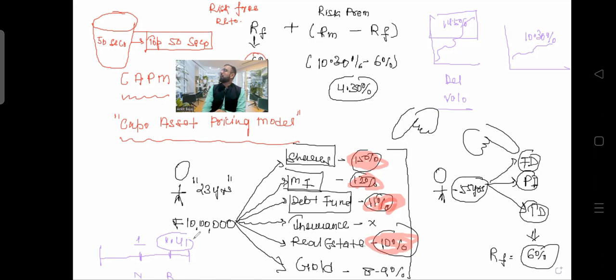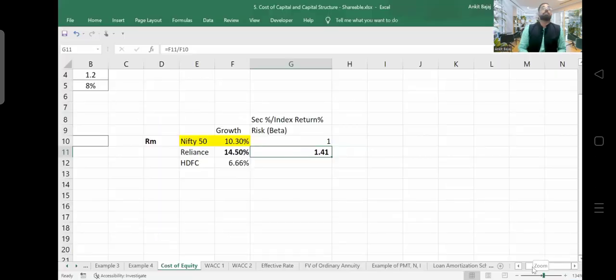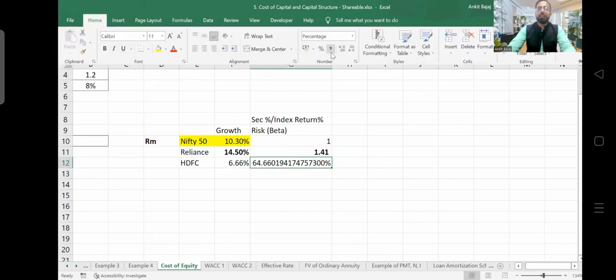Why is it riskier than index? Because the share price of Reliance is more volatile. Because it is giving more return, and that is the reason it is riskier. The security which is giving more return will be treated as more risky. If I talk about SDFC, I calculate 6.66 divided by 10.3. So the beta of SDFC is 0.65, right? It means it is less risky than the market.